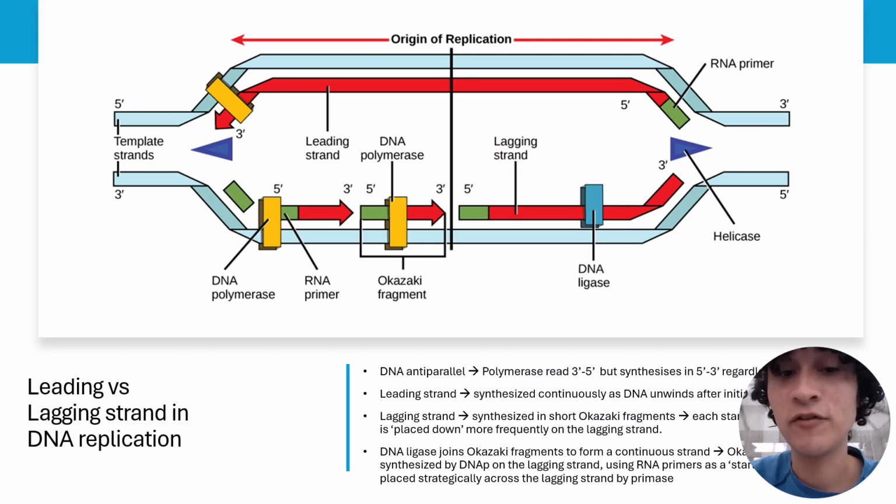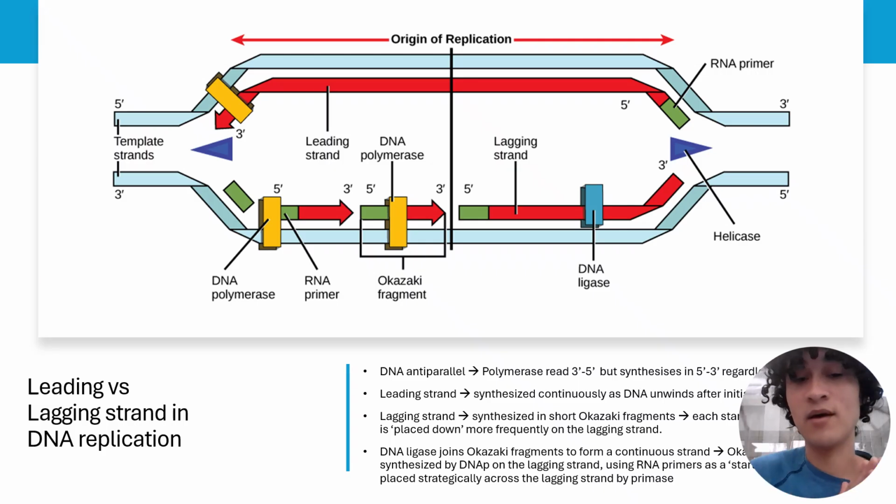it's going away from the replication fork. So it requires RNA primers strategically placed across where the daughter strand is going to be formed, to allow for short DNA fragments to form in between those RNA primers. So they're called Okazaki fragments. Okay, so those Okazaki fragments essentially are formed across the lagging strand.